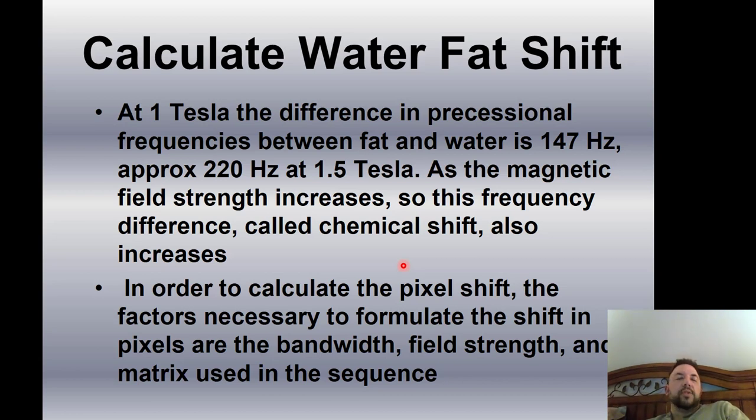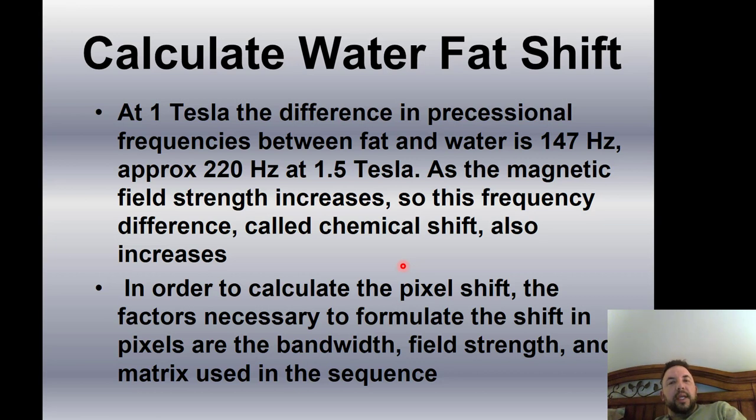If you wanted to actually calculate water fat shift, this may be one of your trial questions on a potential registry examination. So we're going to go over this rather quickly. Don't stress too much about this, and we'll talk about this on Monday when we do a little recap. Let's look at it. At 1 Tesla, the difference in precessional frequency is 147 hertz. Approximately 220 hertz at 1.5 Tesla. As field strength increases, the frequency difference of chemical shift also increases.